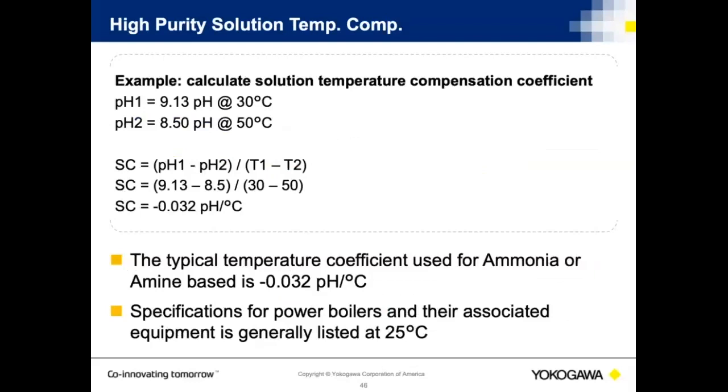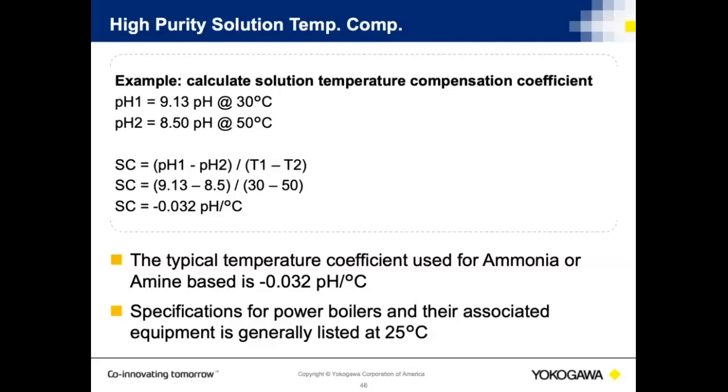These are an example. pH1, very easy to calculate the solution temperature compensation. You measure the temperature at one temperature, 30 degrees C, and it's 9.13 pH. You measure it at a second, and it's at 50. The only key here is that those don't have to be precise values. It doesn't have to be precisely 30 and 50 degrees C. It just needs to be around 30 and at least a 10-degree differential to get a good representative value in your calculation below.